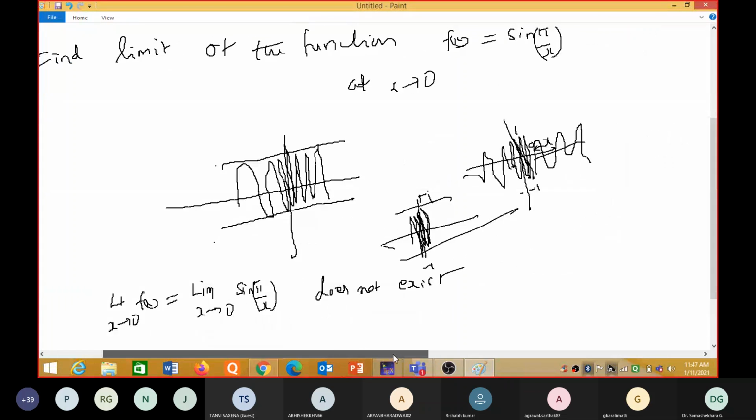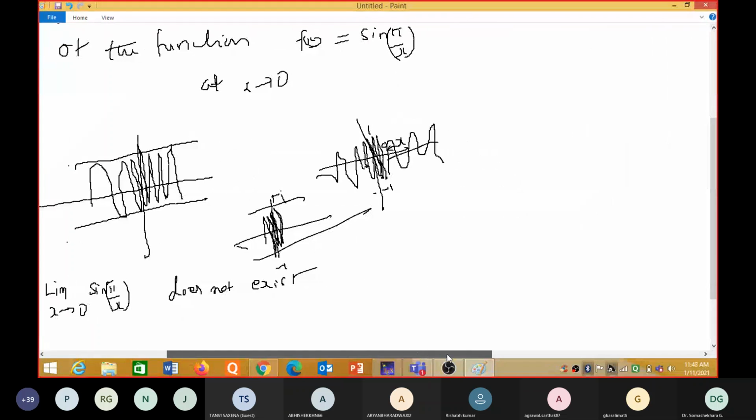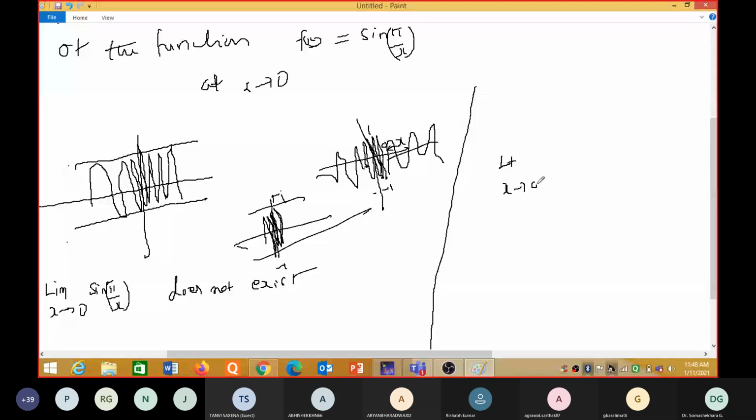See, limit of a function means this is the definition. When the limit as x tends to a plus of f(x) is equal to some L, and the limit as x tends to a minus of f(x) is also L, then the limit is finite. Here, when we approach from the left-hand side, it is going to plus 1 or minus 1. If we approach from the right-hand side also, it is going to 1 or minus 1. So the limit value is not finite here, it is oscillating.